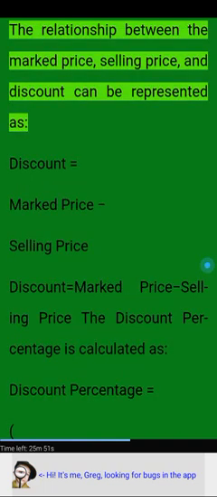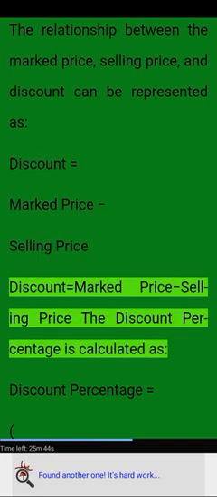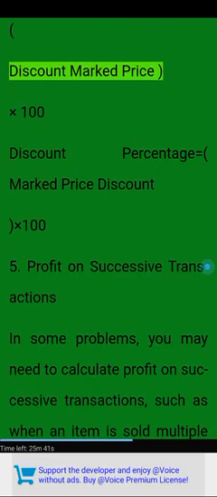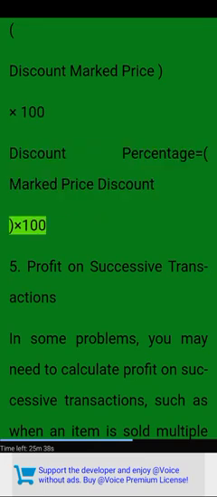The relationship between the marked price, selling price, and discount can be represented as discount equals marked price minus selling price. The discount percentage is calculated as discount percentage equals discount divided by marked price times 100.